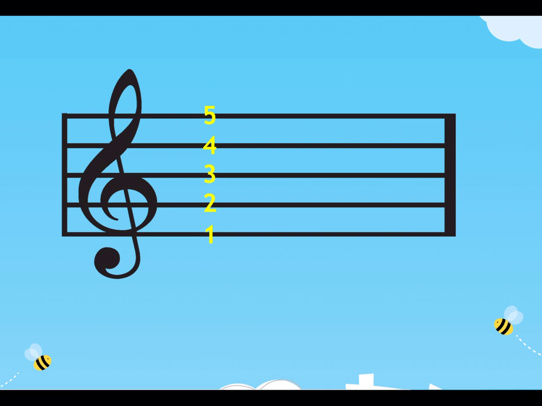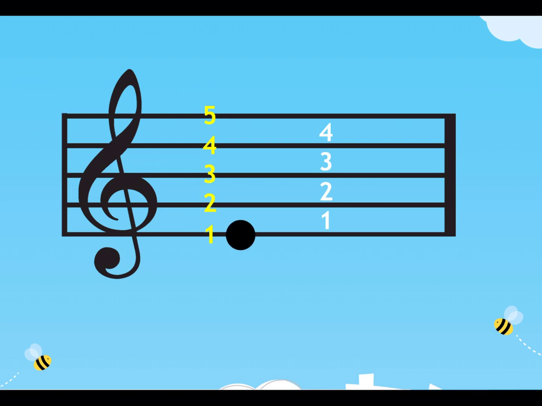A staff also has spaces between the lines. The bottom space is space 1. This is space 2, space 3, and the top space is space 4. We can write notes on these lines or in these spaces.